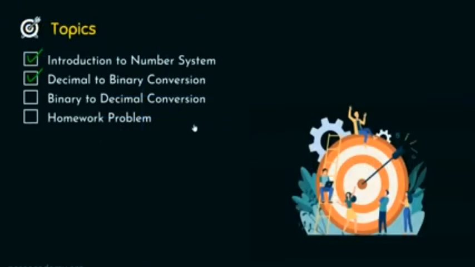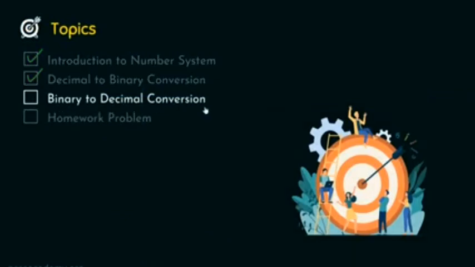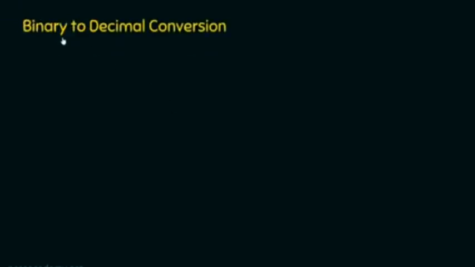Now we need to head to the next topic, that is binary to decimal conversion. Let's understand how to convert a binary number to its equivalent decimal number. Let's see how to do this. In order to understand how to convert a binary number to a decimal number, we first need to understand how a decimal number is represented.